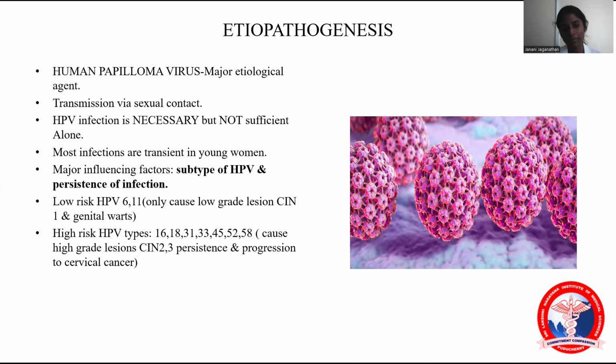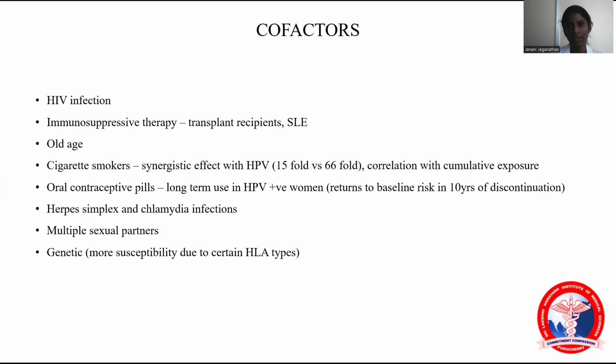High risk HPV types include serotypes 16, 18, 31, 33, 45, 52 and 58. All these serotypes will cause high grade lesions, for example CIN 2 and CIN 3, persistence and progression to cervical cancer. So 6 and 11 are low risk serotypes. All others are high risk serotypes of human papilloma virus.